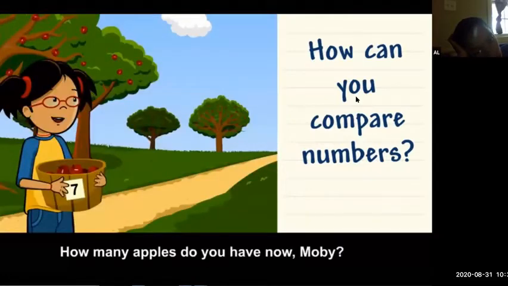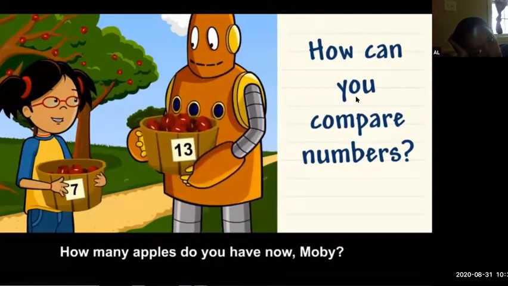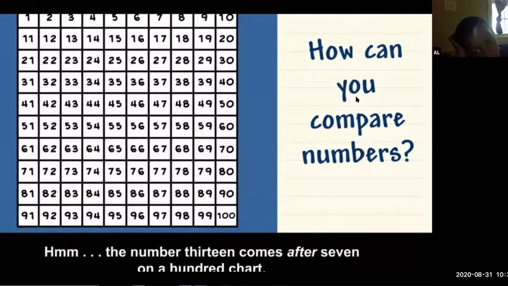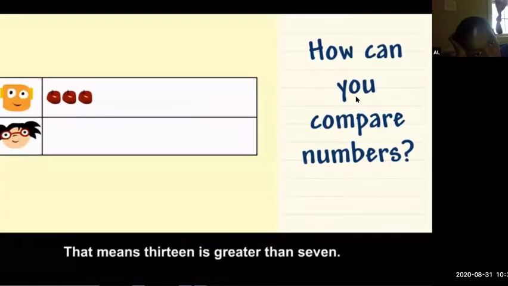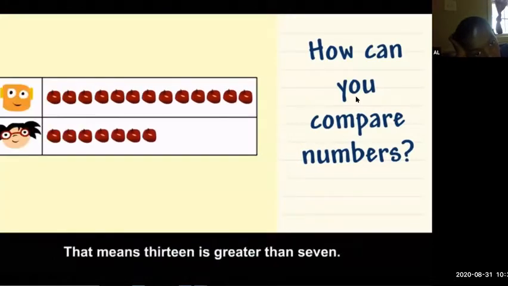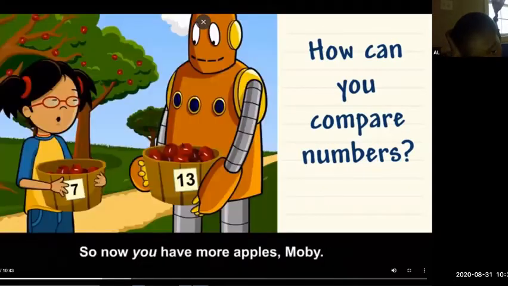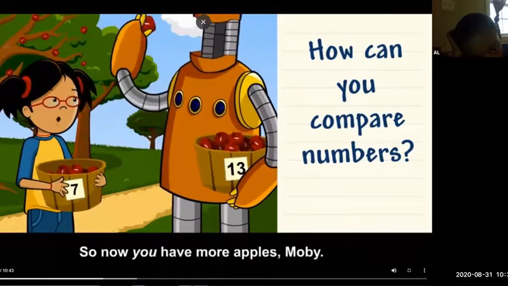How many apples do you have now, Moby? You picked 13 apples? The number 13 comes after 7 on a 100 chart. That means 13 is greater than 7. It also means that 7 is less than 13. So now you have more apples, Moby.